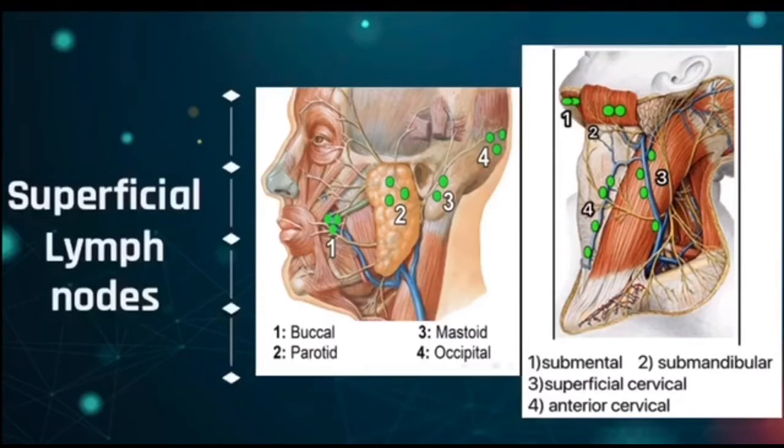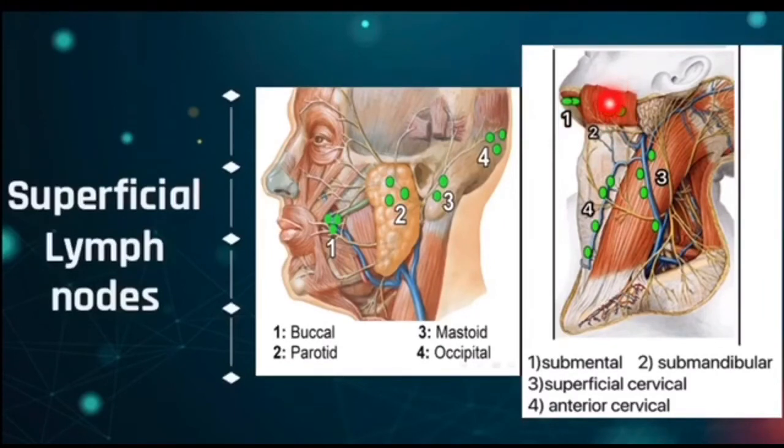As for the superficial lymph nodes in the neck, there are the submental lymph nodes, which give drainage to the tip of the tongue, the floor of the anterior part of the mouth, the incisors, the central part of the lower lip, and the skin over the chin.